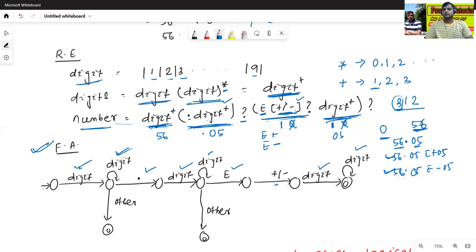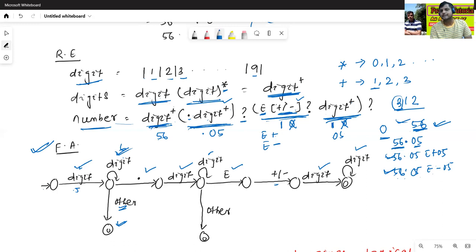Okay. So now, suppose I want to create only an integer number. So 5, 6. Now I'll check 5, 6. This one is the 5, then this one is the 6. Then just go to the final state directly on the other symbol. This is for the integer, we can say.